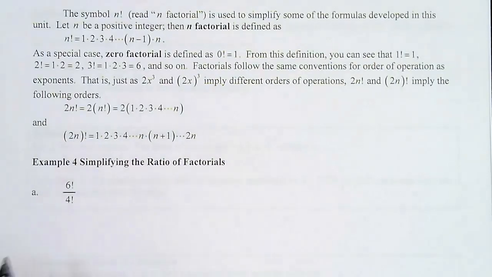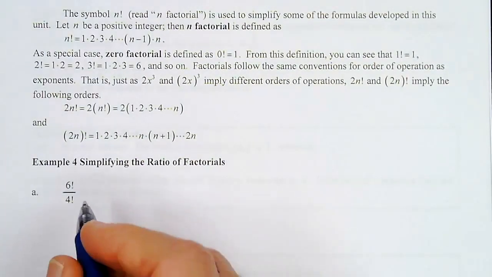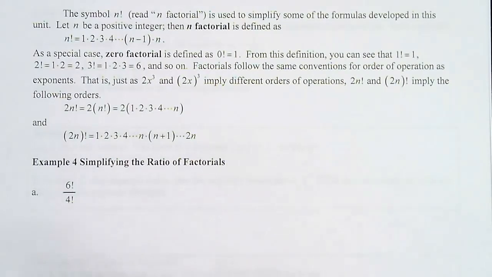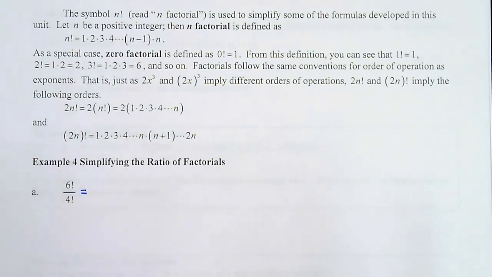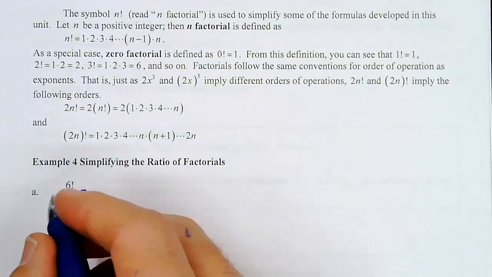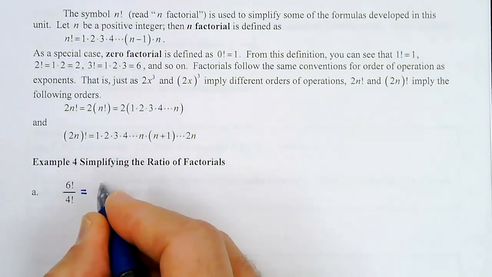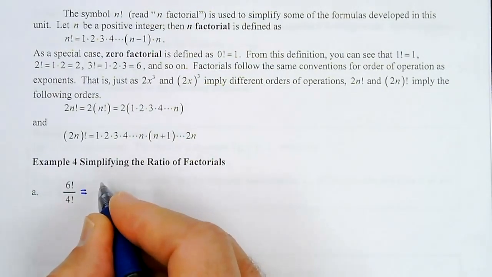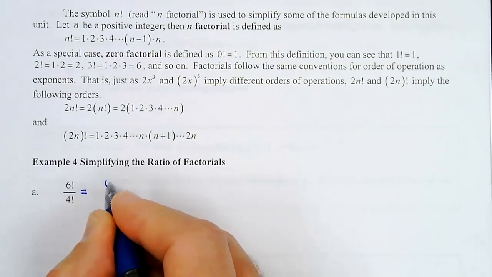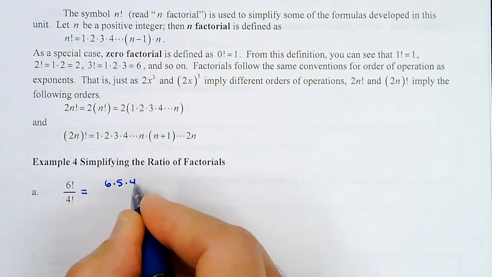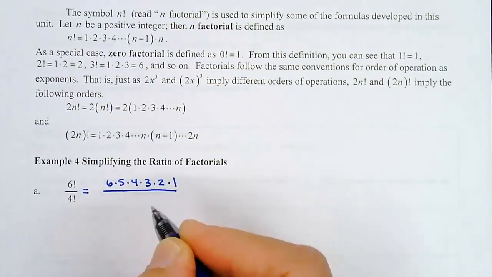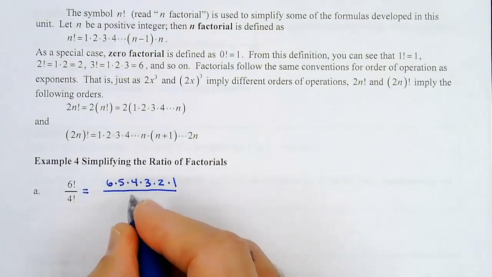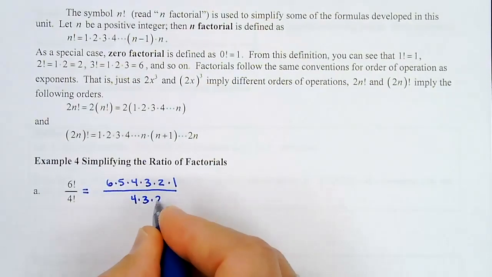Okay. All right, so with this, how do you simplify? Okay, so the simplest way is to, and I'm going to show you the long way so that we can do it the short way. So 6 factorial, what does it mean? Well, it means 1 times 2 times 3 times 4 times 5 times 6, or I'm going to write it actually backwards. 6 times 5 times 4 times 3 times 2 times 1 over 4 factorial, which would be 4 times 3 times 2 times 1.